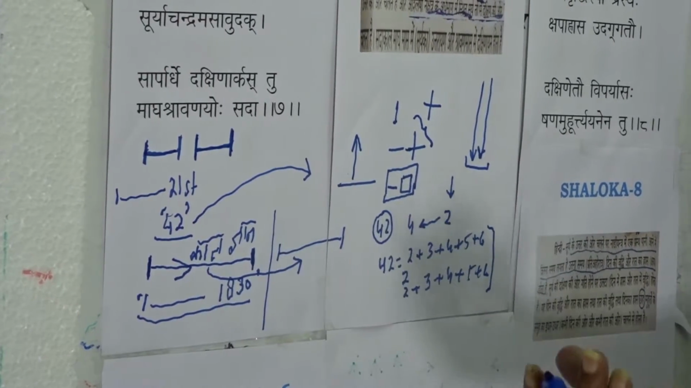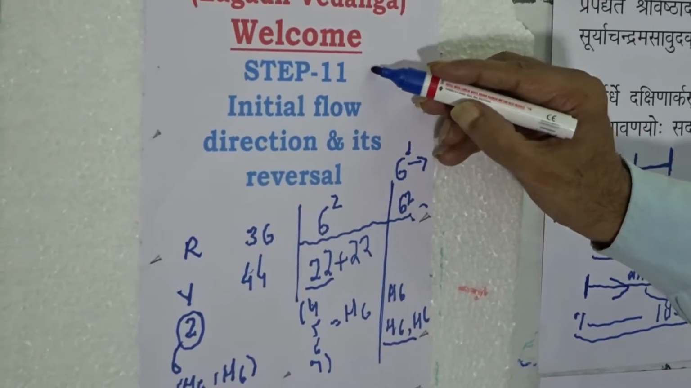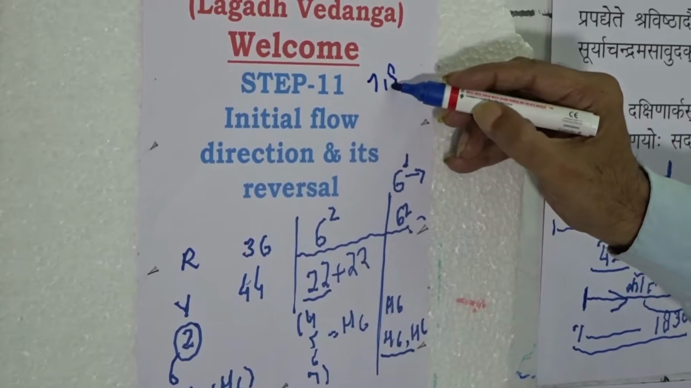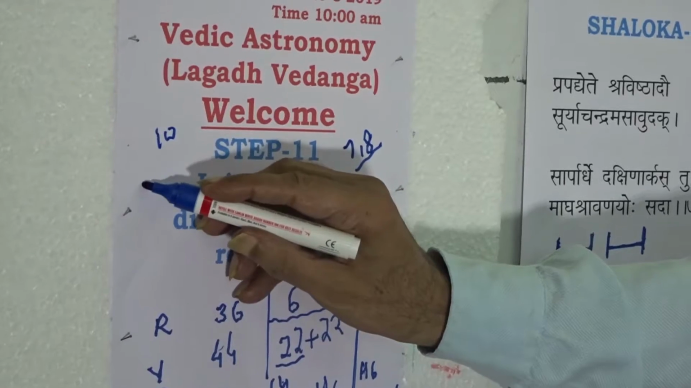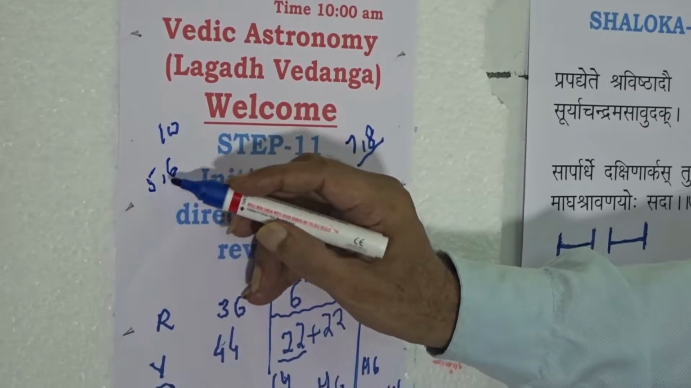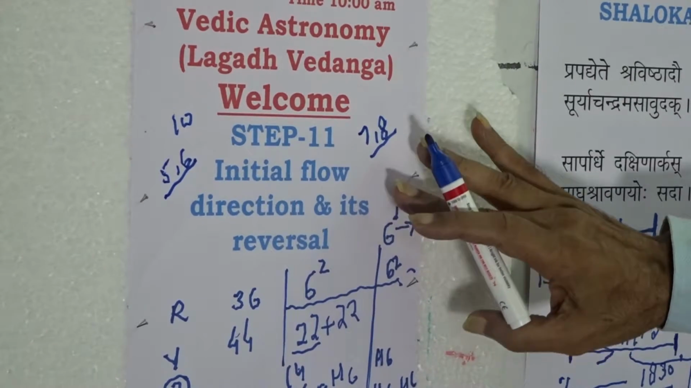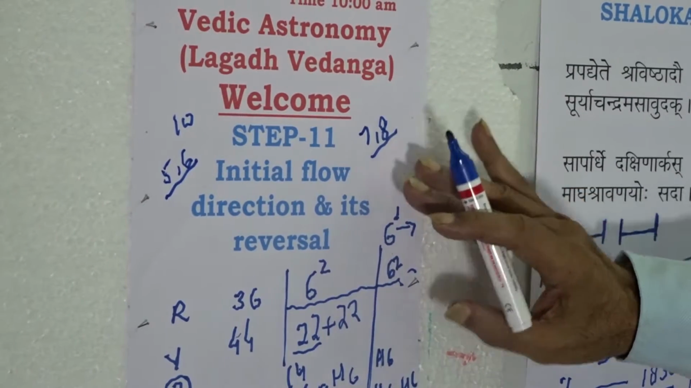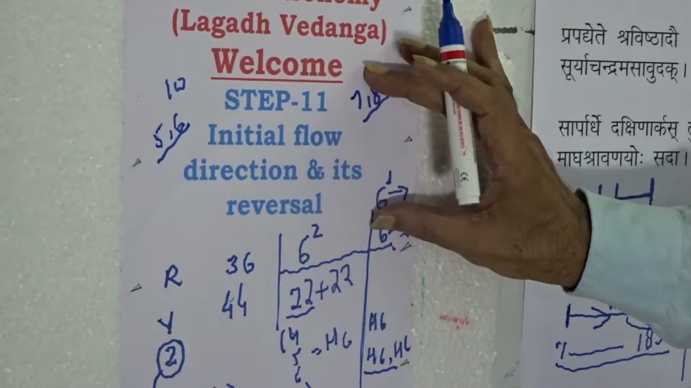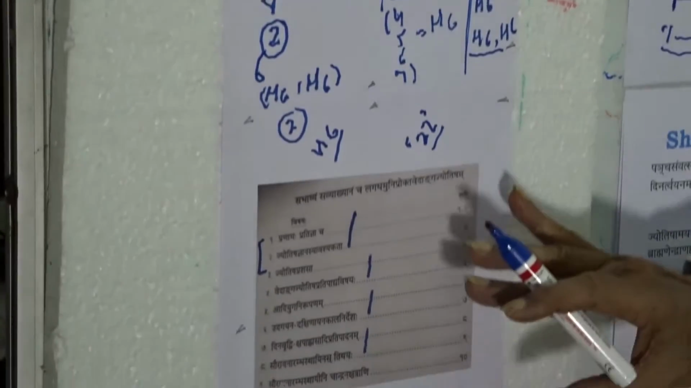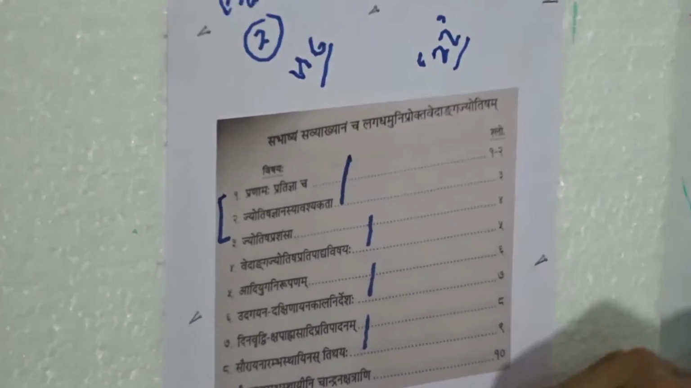Now, before we go a step ahead to shlokas 7 and 8, as in the previous steps we had in step 10, our focus has been upon shlokas 5 and 6. Therefore, before we take up shlokas 7 and 8 for the initial flow direction and its reversal features, let us again have a visit to shloka 1, which is a Pranam and Pratigya.